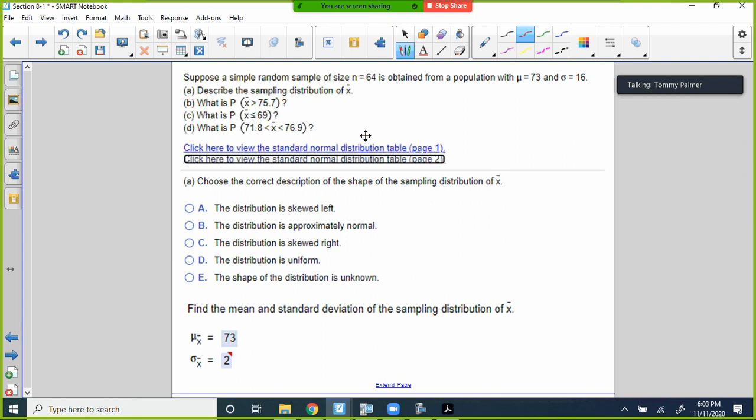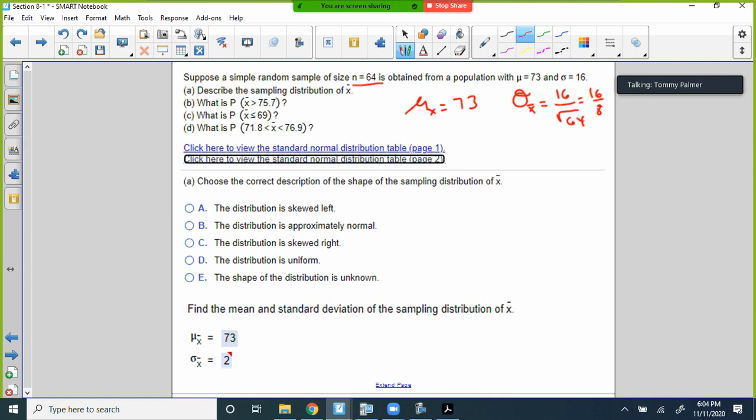So the first thing that we've got to do is find the mean of X bar, which is equal to the mean of the population, so that's 73, right? The standard deviation of X bar is equal to the standard deviation over the square root of n, and n is 64. So we have 16 divided by 8, which is 2. The standard deviation of X bar is 2.